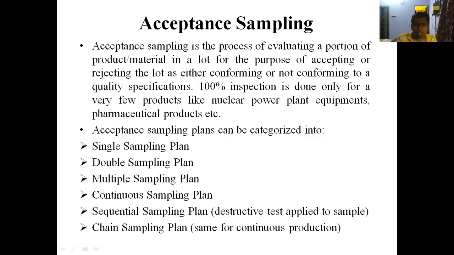Okay, so usually you might face two different types of situation. One is batch production and another is continuous production. In case of batch production, you will get the items in batches. But if you have continuous production, then there will be no batch. You will be continuously getting the items, or the products.